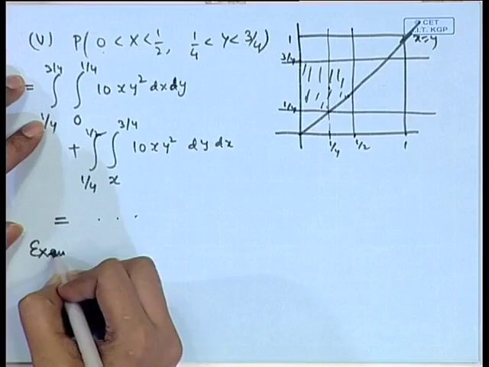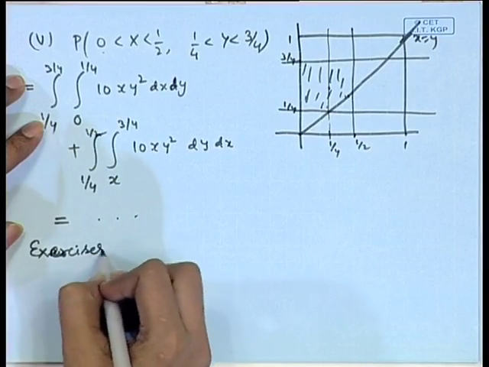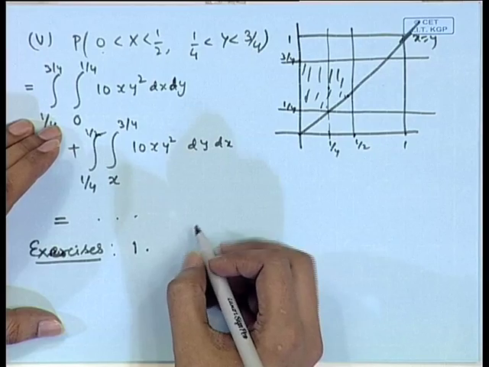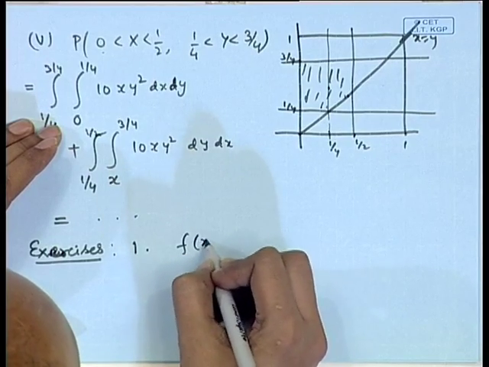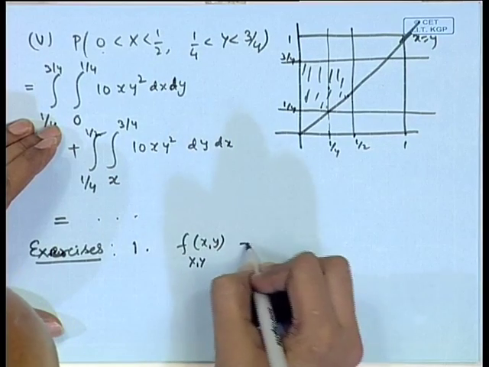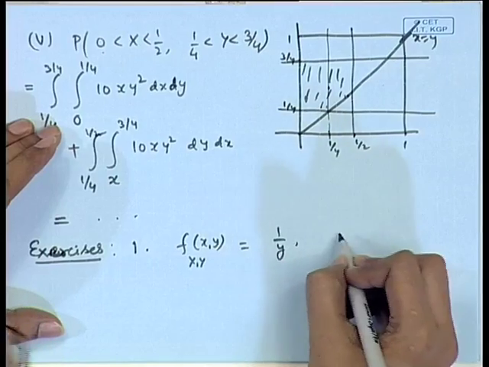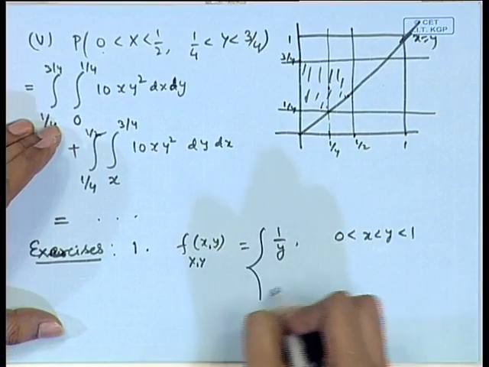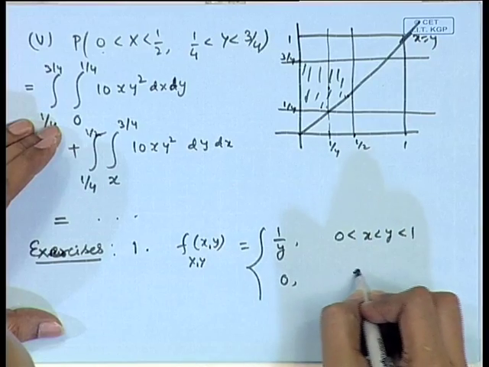So, I give certain exercises here. Consider say the joint distribution is equal to 1 by y, 0 less than x less than y less than 1, it is equal to 0 elsewhere.